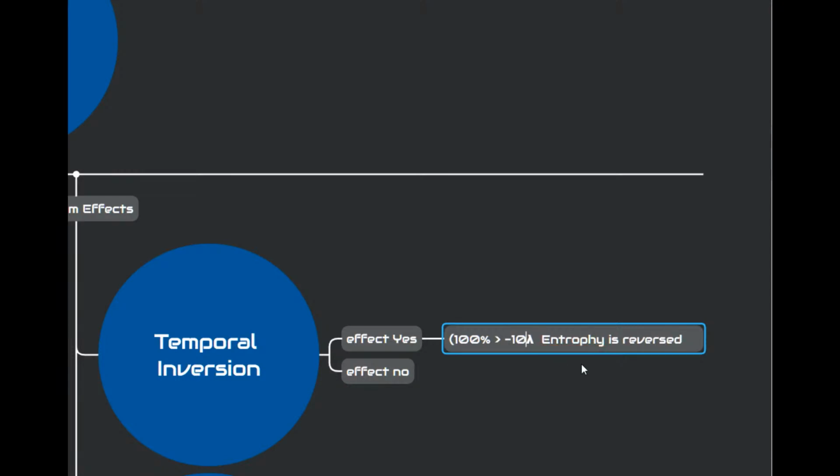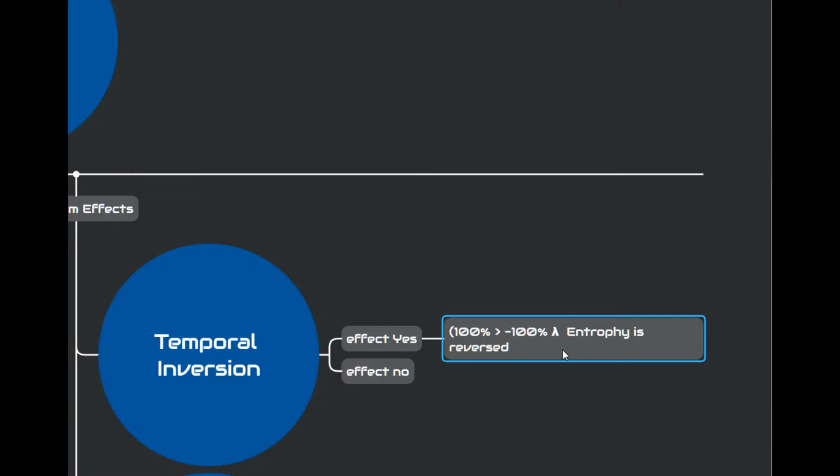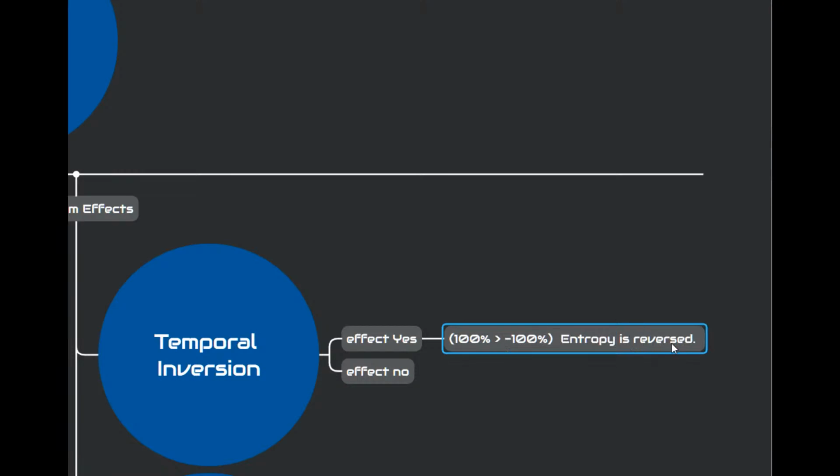Wait, no, this is entropy inversed. Okay, so this is basically a complete inversion. Total inversion. Okay, that makes sense. So entropy is reversed. Can we go one layer up?